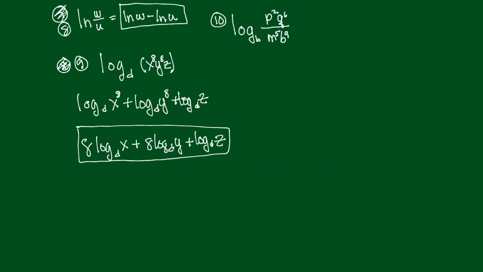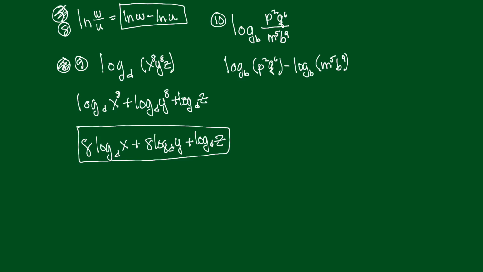Well, now we've got a quotient. So it's going to be the log of the top minus the log of the bottom. It's going to be log base b of the top, which is p squared q to the 6th, minus the log base b of the bottom, which is m to the 5th, b to the 9th. Now, in each case, I've got a product, right? I've got a multiplication, which becomes an addition, a multiplication, which becomes an addition. So let's break these up. Now, as I do this, I notice I've got exponents.